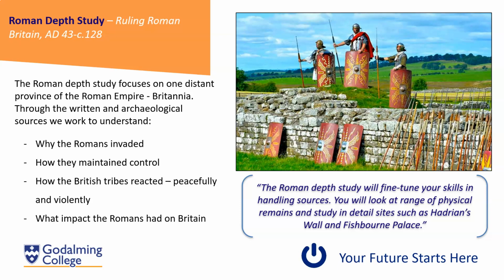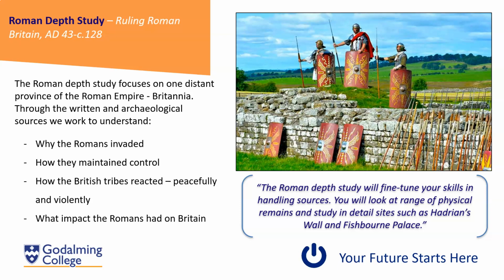and then how the British tribes reacted, because again there is no single Britain at this point. There's a collection of dozens of tribes who are used to being at war with each other. So how did they react to the Roman invasion? Well, sometimes peacefully by cooperating with the Romans, but sometimes violently by resisting as well. And lastly, we think about the impact that the Romans had on Britain, the economic impact, the social impact. How did they change the country, the province that they took control of?